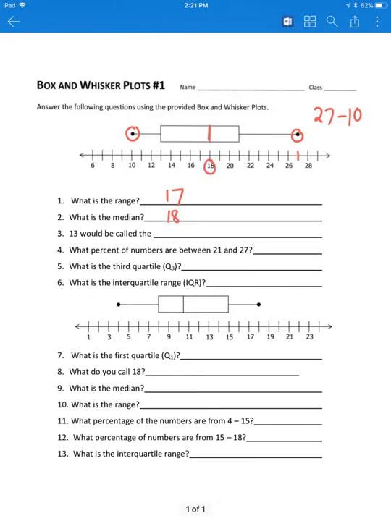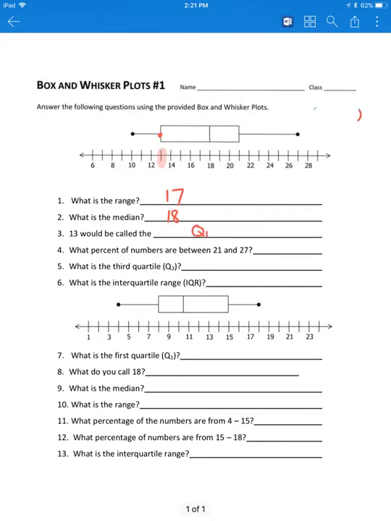Question 3 says 13 would be called the blank. All right, so let me look up. I'm going to find 13. Let me erase some of that stuff there. So 13 I see is right here. Basically, I'm answering what this number would be. If you know anything about box plots, that dot right at the beginning of the box is called the first quartile. So I'm just going to put Q1.